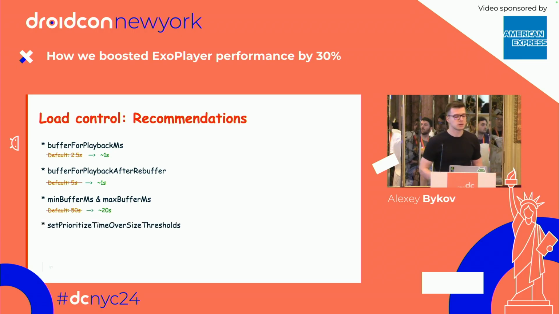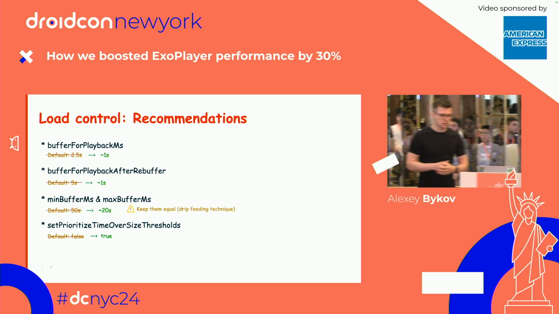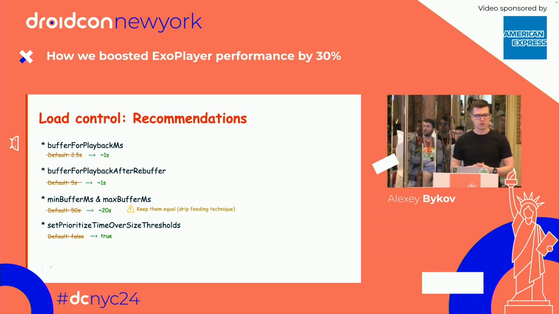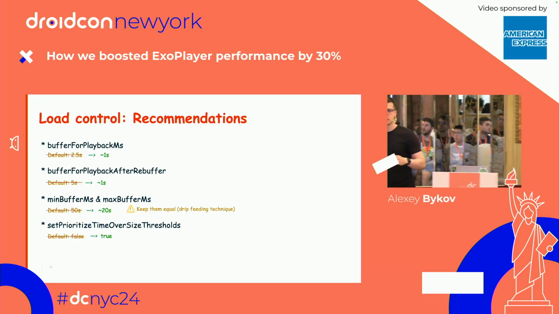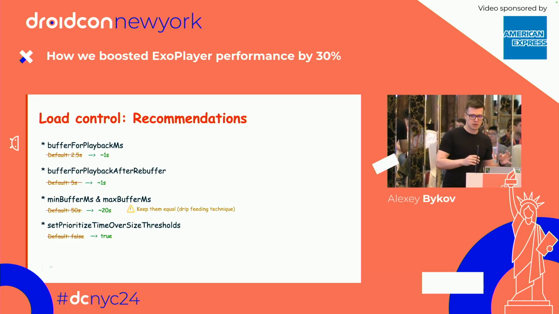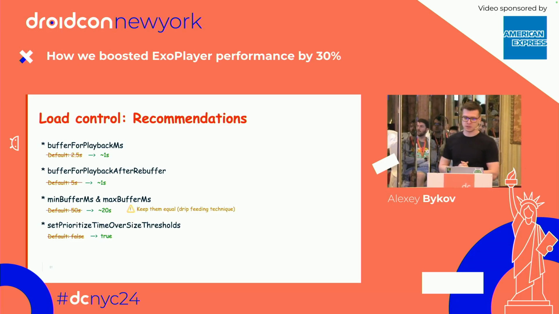And to make it work, you would also need to set prioritize time over size thresholds to true, because by default it's false. Really important moment here. If you want to reduce rebuffering events in your case, it's recommended to set min and max buffer to the same value. That technique is called drip feeding. It's also going to preload videos until the end. It also performs faster.